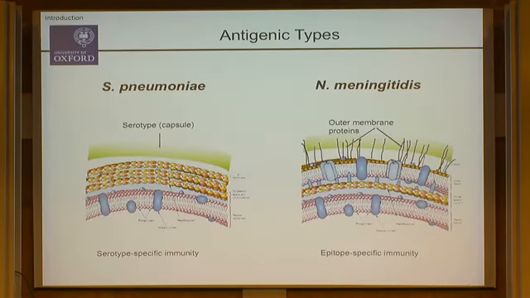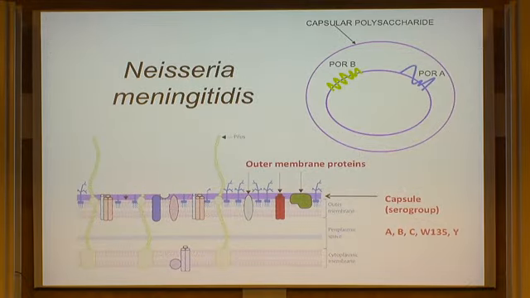So what we have here is a situation where, yes, we've got the capsule which determines the serogroup, and these are the names of the major serogroups that circulate. But actually, what we need to focus on, if we're trying to understand the epidemiology and the evolution of Neisseria meningitidis, are these outer membrane proteins, which I have drawn in theoretician's cartoon form here, which I will return to in a minute. You see why I did that.